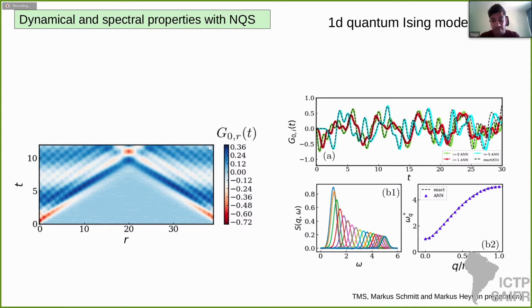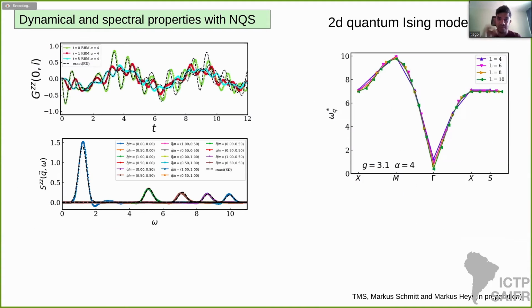And also we already extended that to 2D quantum Ising models. So here are results for the 2D Ising quantum models. For the 2D quantum Ising, we still can benchmark with small system size. So here's a system size with L equal to 4.